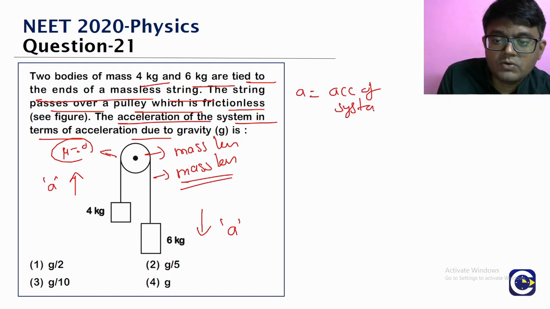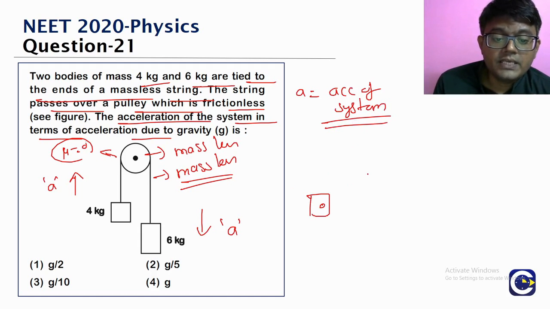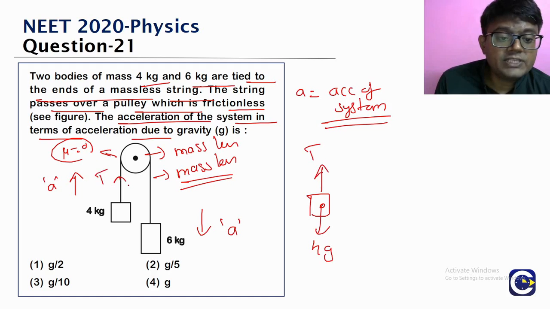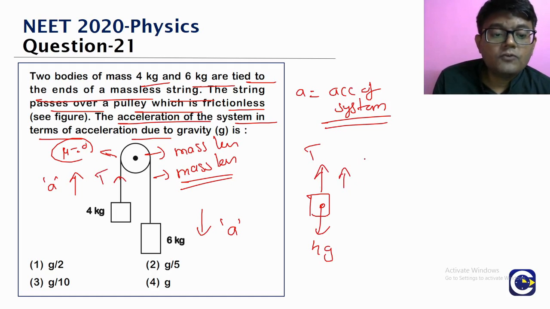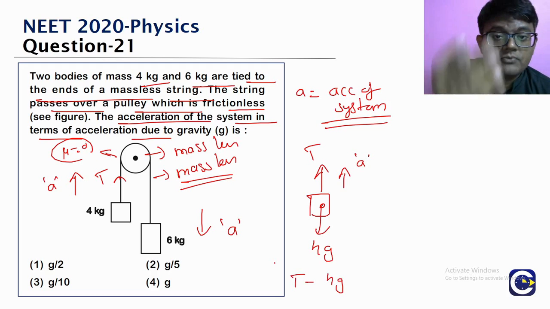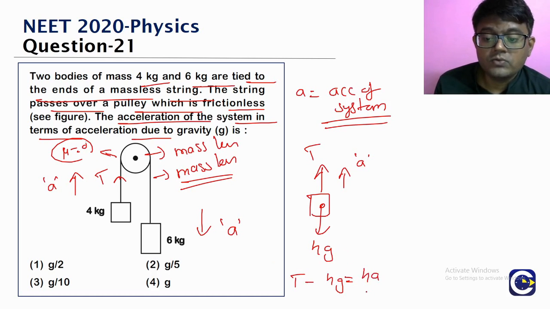Whenever they ask a question like this, what they are essentially asking us to find is that A value. Now what we will do is look at the 4 kg object. It will be experiencing gravity, 4g, and it is connected to the rope, so there will always be a tension acting in the rope. Because of these two, the 4 kg is moving up with an acceleration A. What will be the equation? Net upward force: tension is upward, weight is downward. Tension minus weight is equal to mass of that object, which is 4, into the acceleration.